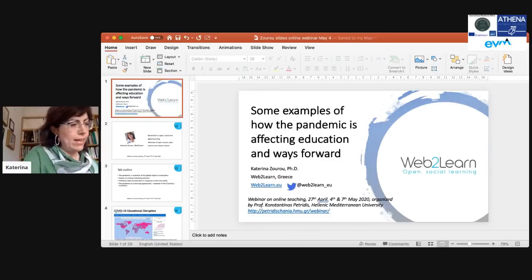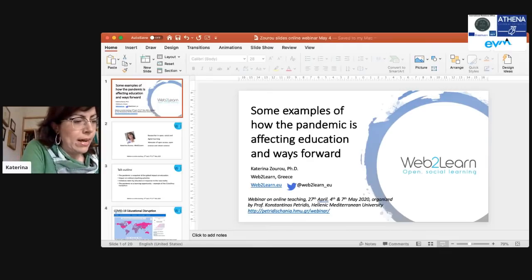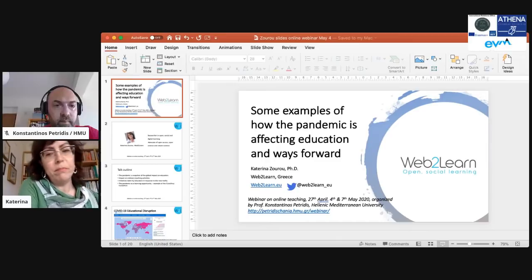So, education is heavily disrupted. Bottom right, you can see yesterday's data from UNESCO Institute for Statistics. You can see that almost 1.3 billion learners are affected.